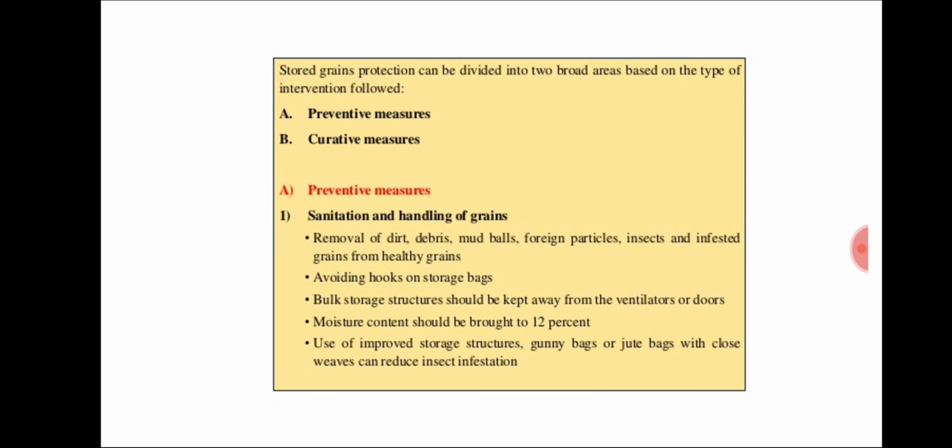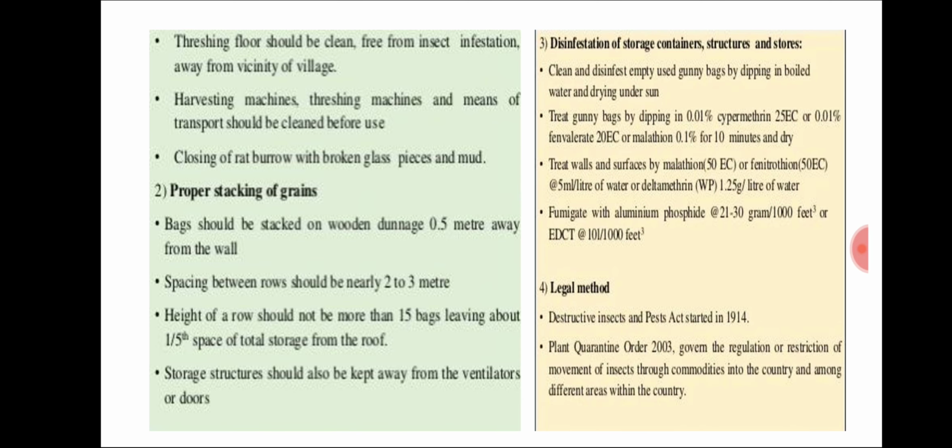Use of improved storage structures, and gunny bags or jute bags with closed weaves, can reduce insect infestation. The threshing floor should be free from insect infestation, away from the vicinity of the village. Harvesting machines, threshing machines and means of transport should be cleaned before use. Closing of rat burrows with broken glass pieces and mud. Proper stacking of the grains.